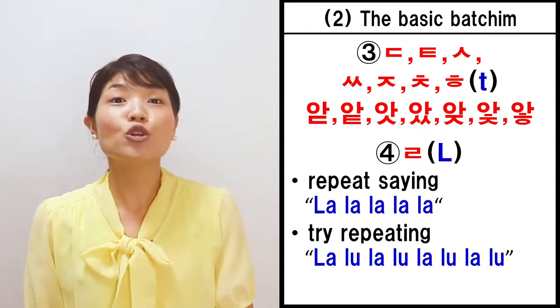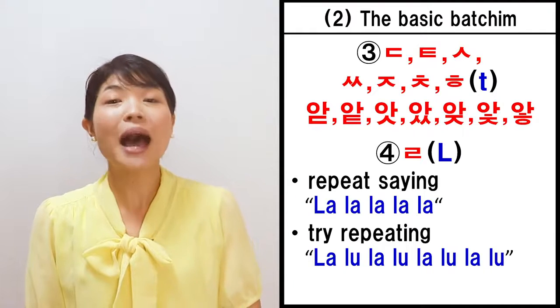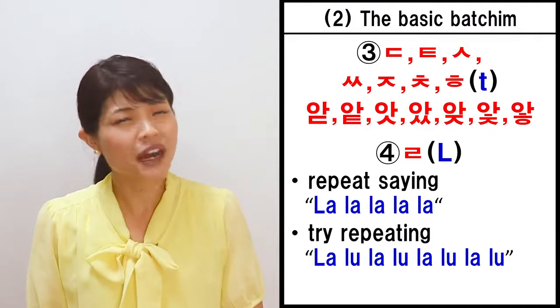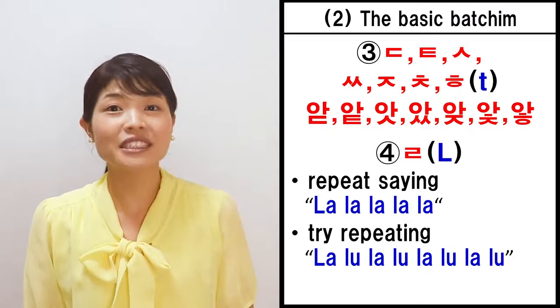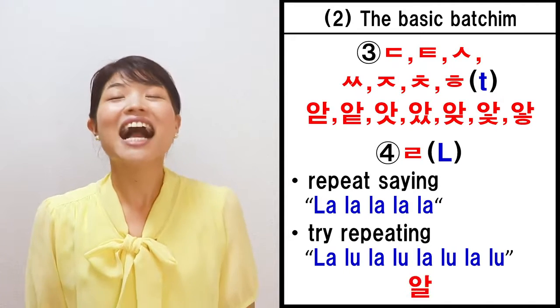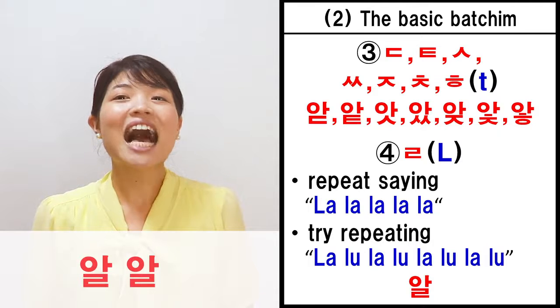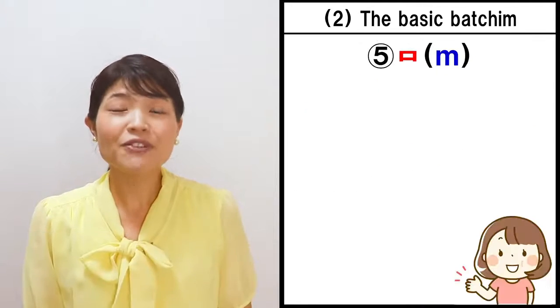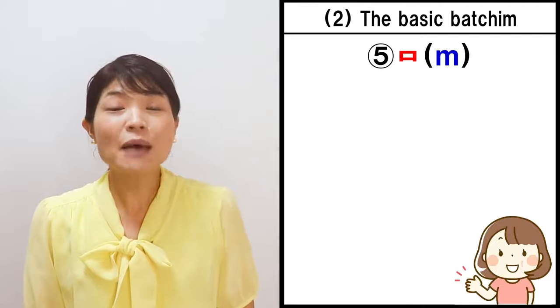When you pronounce lu, your tongue should touch the back of the ceiling of your mouth, right? This is the correct pronunciation of 리을. Let's practice by saying al. Al, al, al. The 5th is 미음 with the M sound.